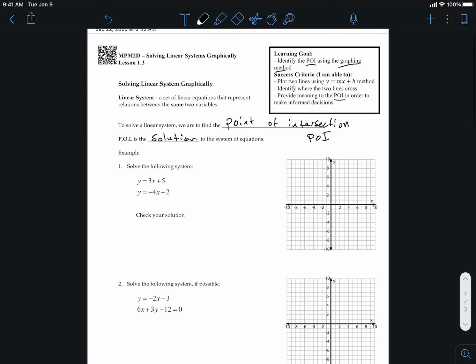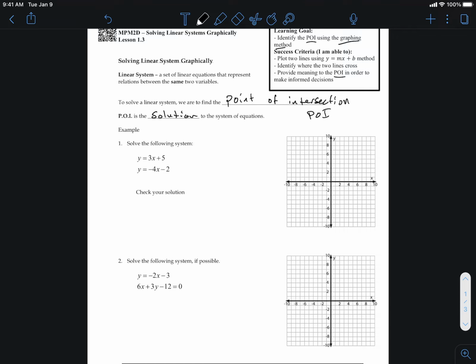Here's what we're going to do. The word solve just means find the point of intersection. Solution, solve, find the POI. So we apply our y equals mx plus b skills to produce the two lines, and we'll see where they cross. If you have multiple colors, I like doing the graphs in different colors, or you could dash them, just to see which one's which. Or you could just label them, that's fine too. I'll do the first one in red.